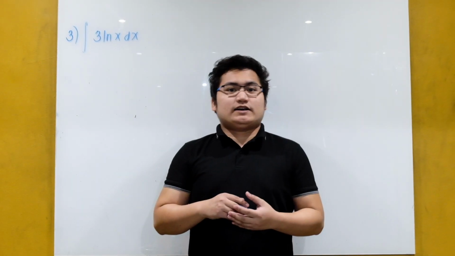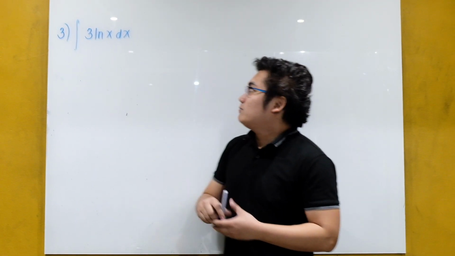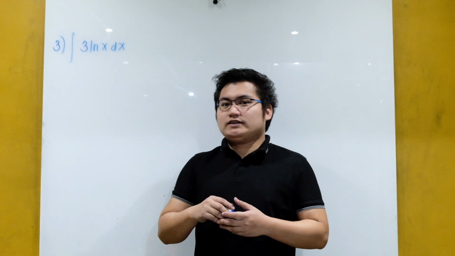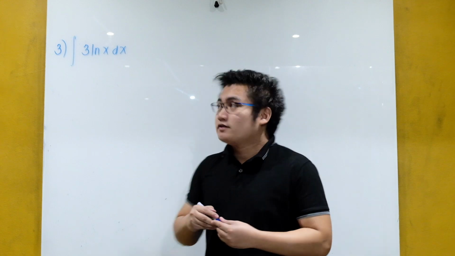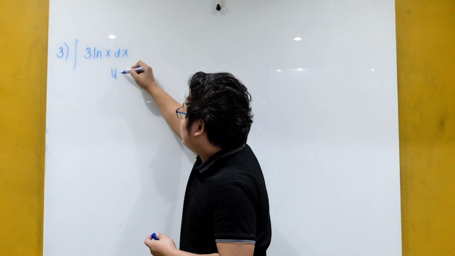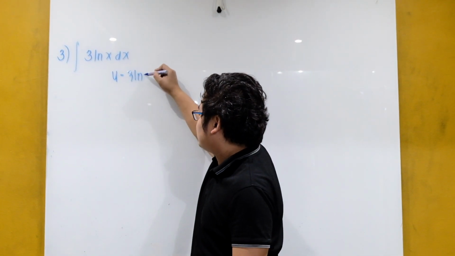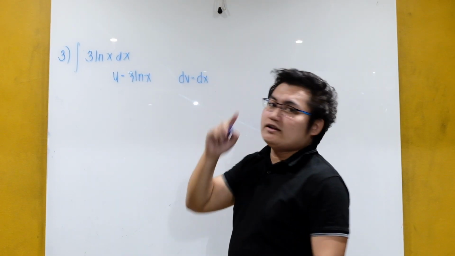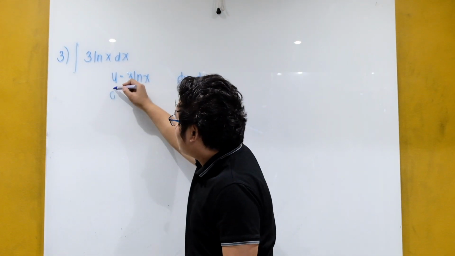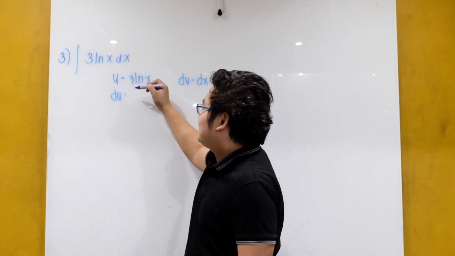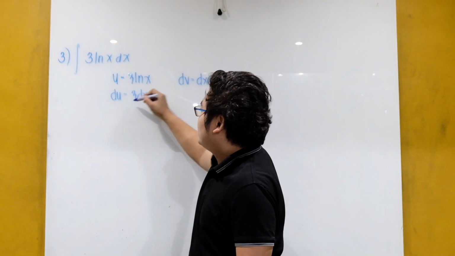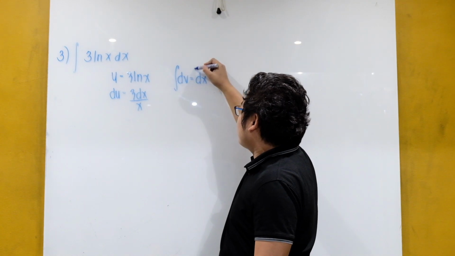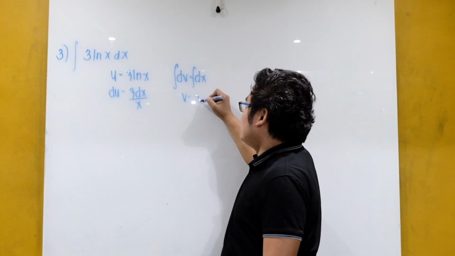For our next example, solve for the integral of 3 ln x dx. Since our integrand contains a logarithmic function, we let u equal 3 ln x and dv is equal to dx. Taking the derivative of u, du is equal to 3dx over x. And taking the integral of dv, v is equal to x.